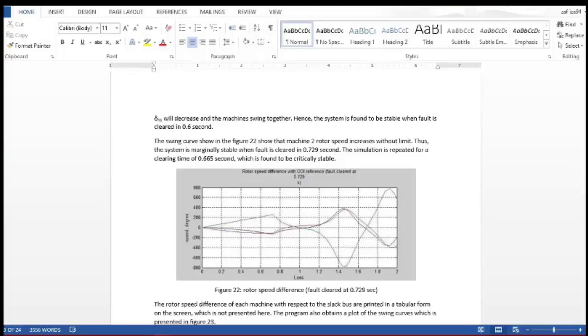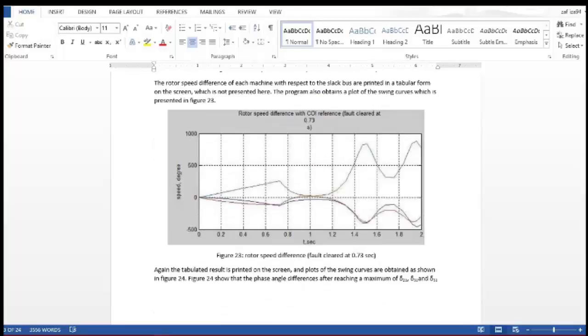For figure 22, the rotor speed difference, the fault is cleared at 0.729 seconds. The rotor speed difference of the machines with respect to the slack bus is printed in tabular form on the screen, which is not presented. For the rotor speed difference with COI reference, we see that the fault is cleared at 0.73 seconds and then it should decrease if it is stable, but the system is found to be marginally unstable when the fault is cleared at 0.70 seconds.